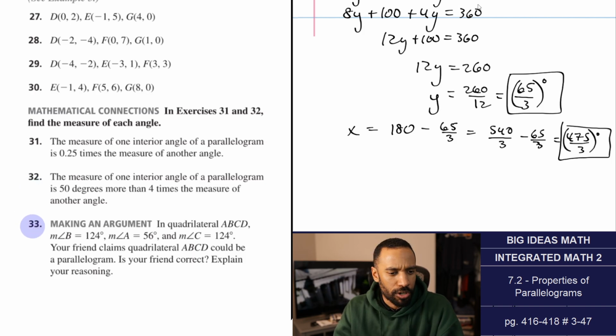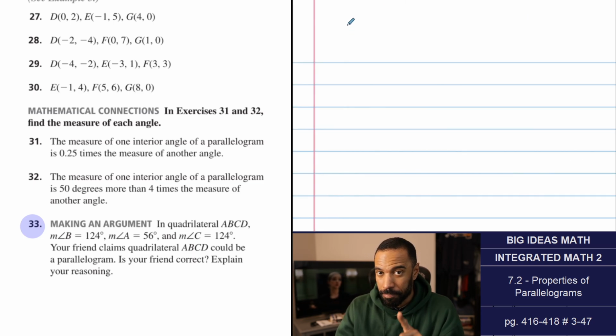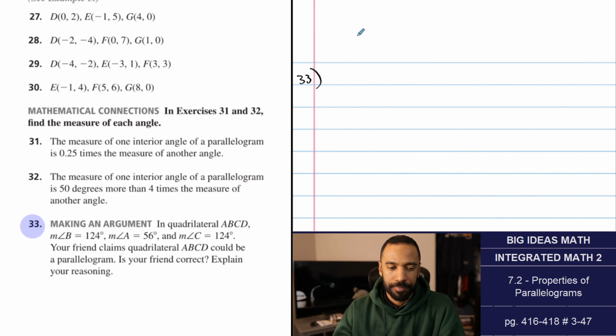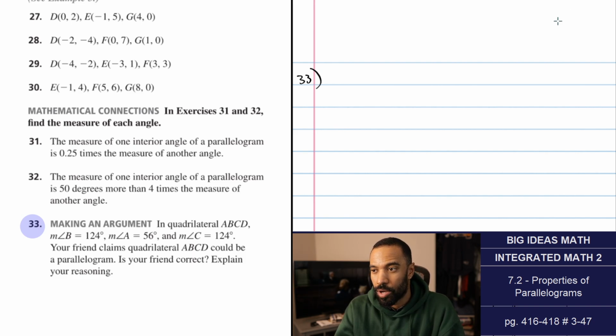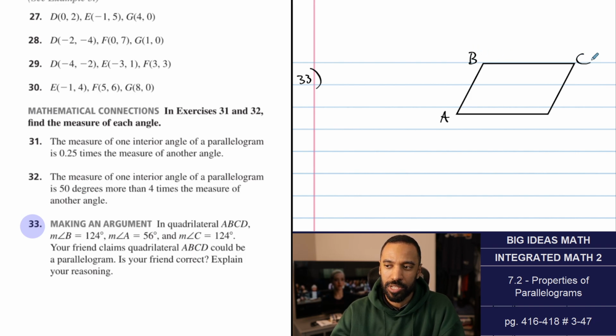Let's make an argument, or your friend. Yep, your friend. In quadrilateral ABCD, they didn't say parallelogram. Measure of angle B. Oh, by the way, I'm going to draw this because, 1, I want to label it, and 2, I want to make sure that you understand when they say ABCD, that means that B needs to be next to A, and they go C, D, like that. All right, measure of angle B is 124 degrees. Oh, I don't know it's a parallelogram, but I'm still drawing it like it's one just in case. B is 124 degrees, A is 56 degrees, and C is 124 degrees.